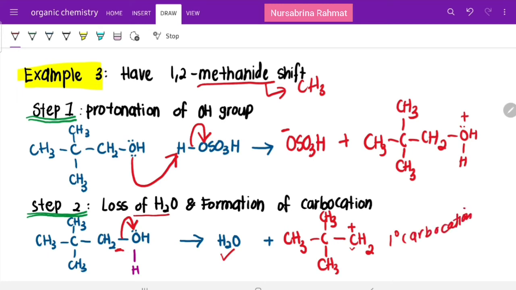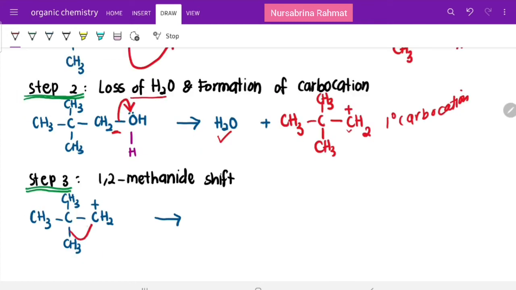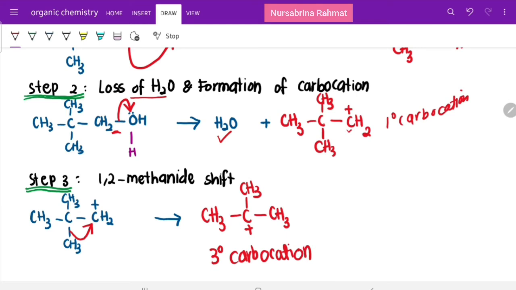Okay, so there are 2 methyl groups present on your next carbon. That means there are chances to make a more stable carbocation by doing a 1,2 methanide shift. The group will break and will go to the carbon in your carbocation. So now we are making this with a plus charge here and CH3. Right now we are making a tertiary carbocation, which is the most stable carbocation in the series and definitely more stable than the initial primary carbocation that we made in step 2.